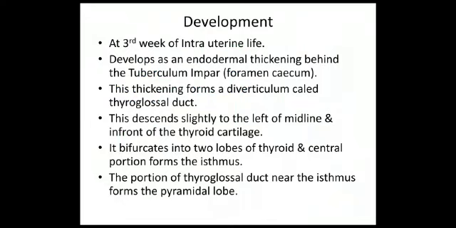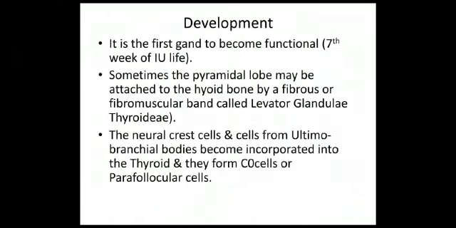This descends slightly to the left of the midline and in front of the thyroid cartilage. It bifurcates into two lobes of thyroid and the central portion forms the isthmus. The portion of thyroglossal duct near the isthmus forms the pyramidal lobe. This is the first gland to become functional, that is the seventh week of intrauterine life.